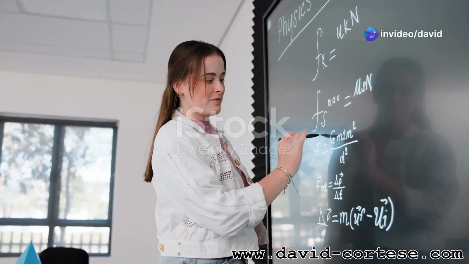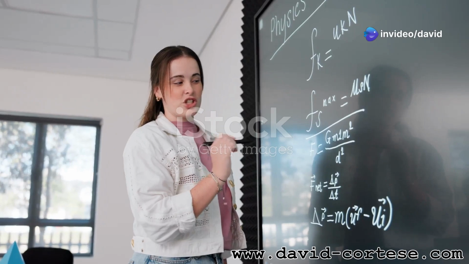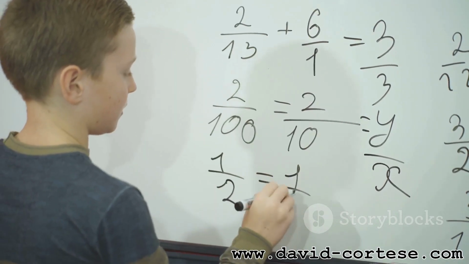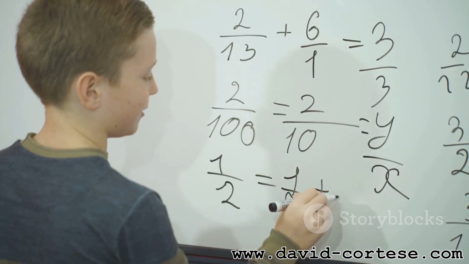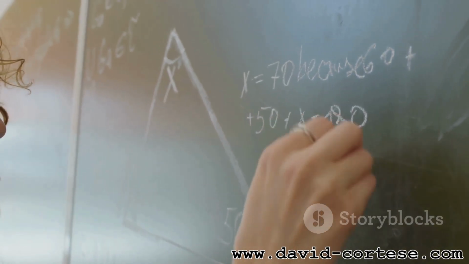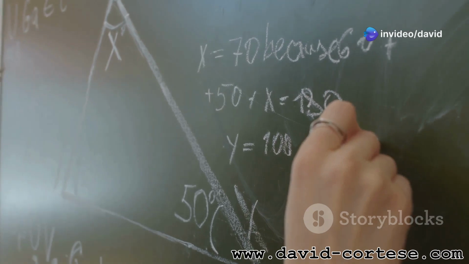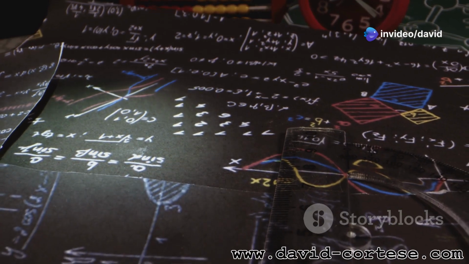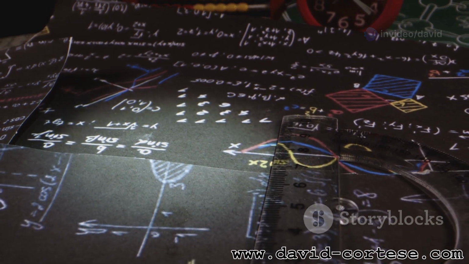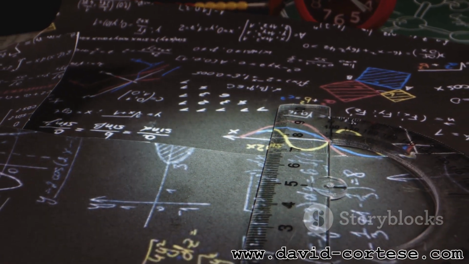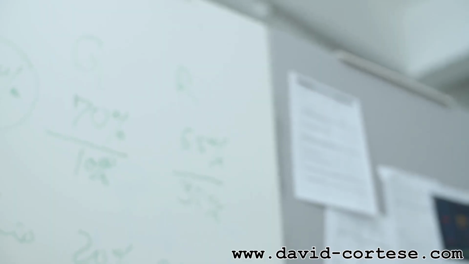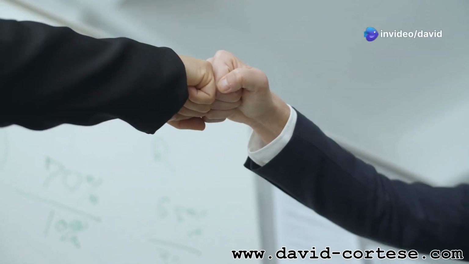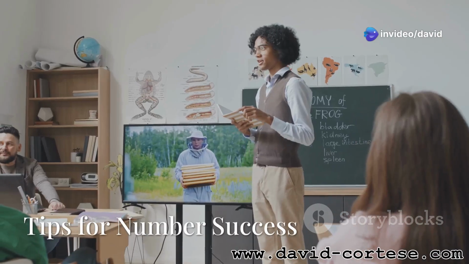Section 7. Beyond counting, exploring fractions, decimals, and percentages. In addition to whole numbers, English also uses fractions, decimals, and percentages to express parts of a whole. Fractions are written with a numerator and a denominator, separated by a slash, for example 1/2, 3/4. Decimals use a decimal point to separate the whole number from the fractional part, like 0.5, 0.75. Percentages are expressed with the symbol percent and represent parts per hundred, such as 50%, 75%.